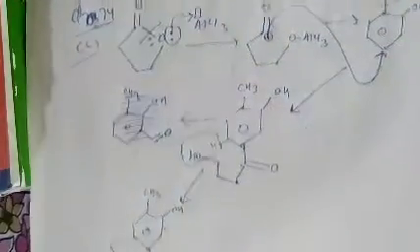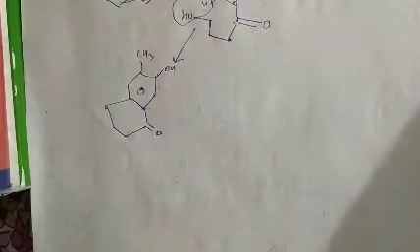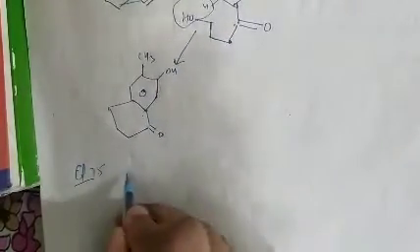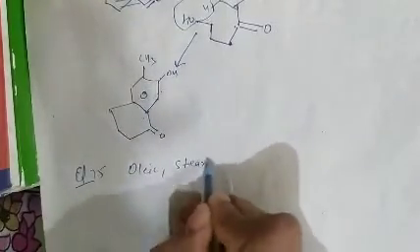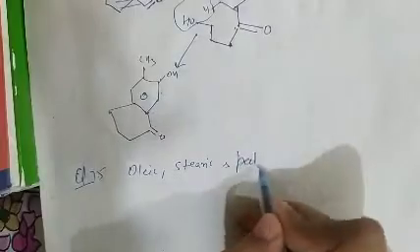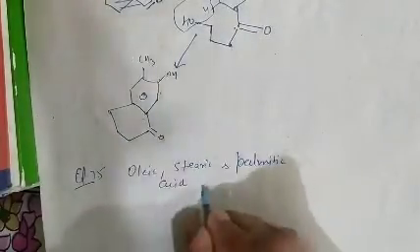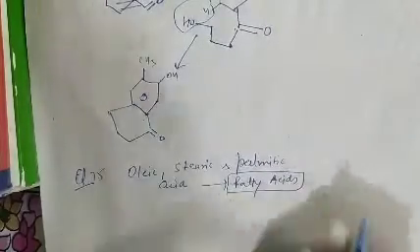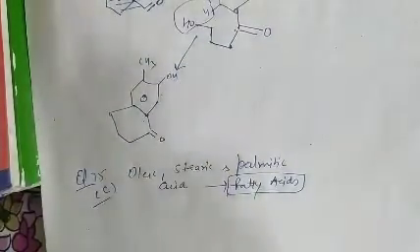See question number 75. Oleic, stearic and palmitic acid are basically fatty acids. As we know, these are called fatty acids. So for question number 75, option C is correct.